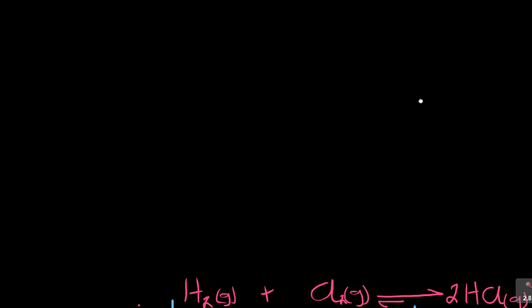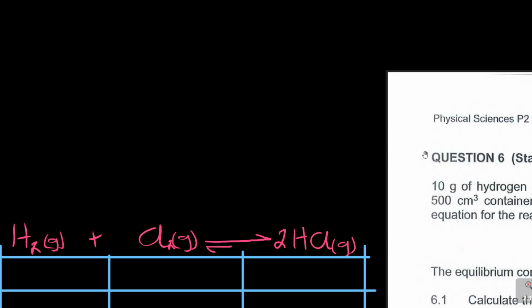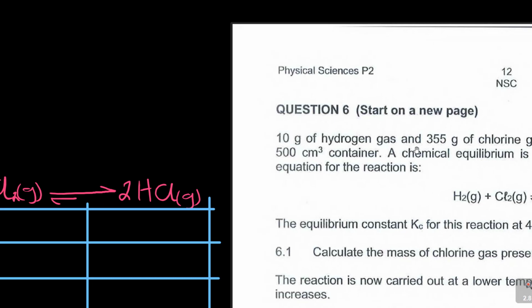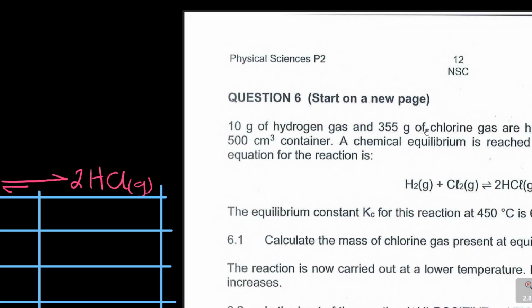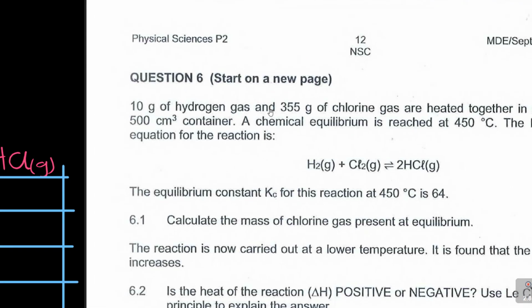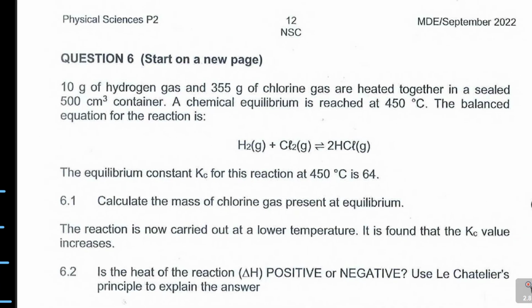But before that, they gave us some information which we must apply. Let's look at the information. 10 grams of hydrogen gas and 355 grams of chlorine. They are sealed and heated, so this is initially, at the beginning. Both sides initially.